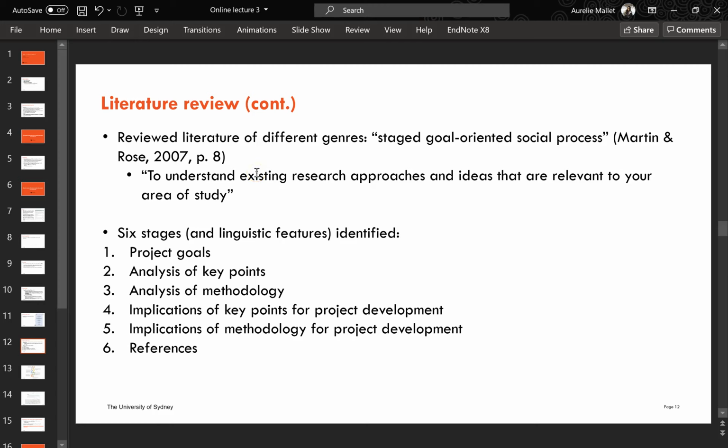So when they reviewed the literature, we found that a literature review's purpose is to understand existing research approaches and ideas that are relevant to your area of study. I'll just give you guys a brief explanation of what a genre is. Genres are also known as text types. So there's different genres, different text types. A literature review is a genre.